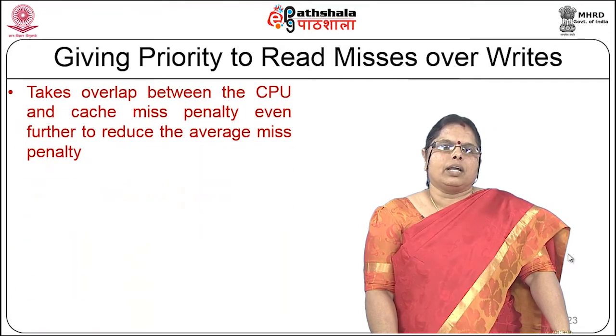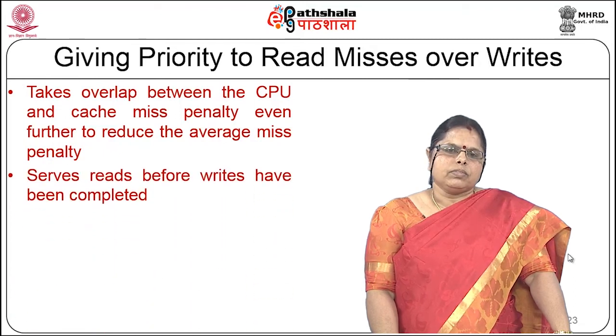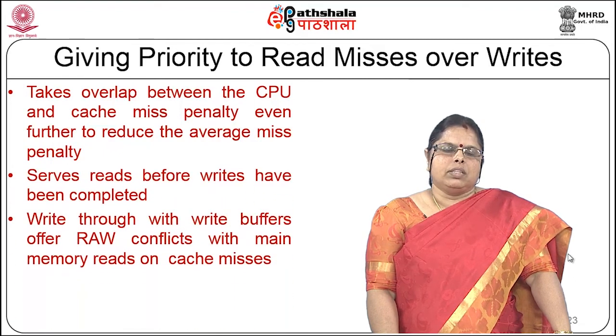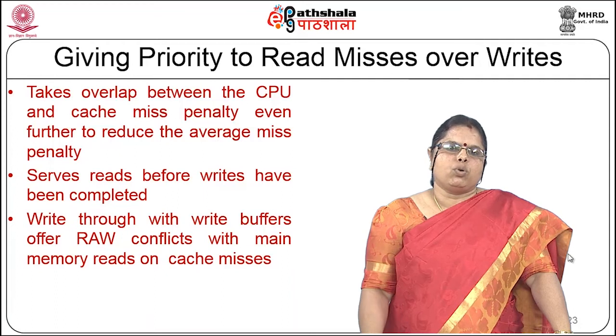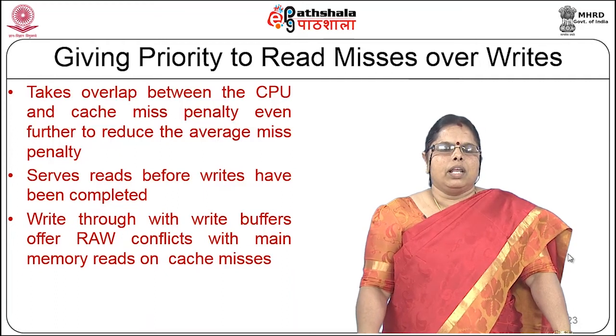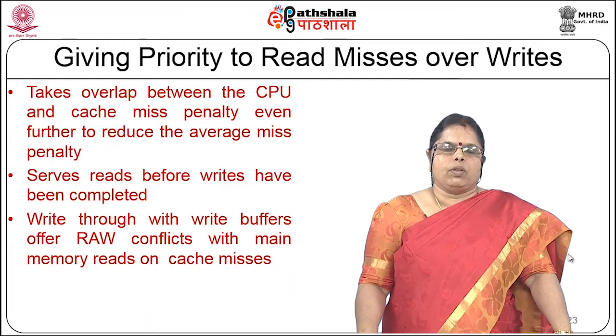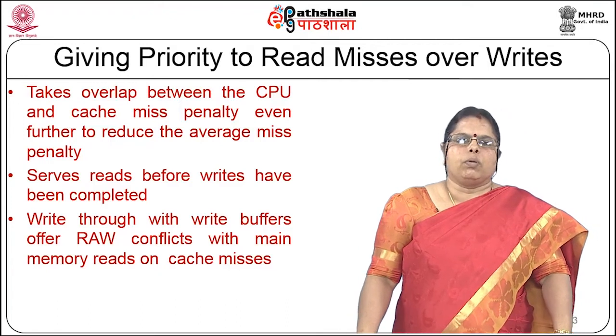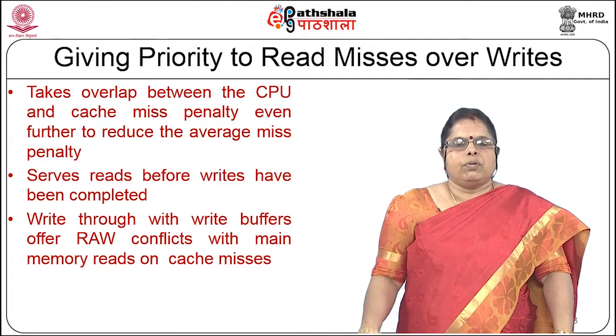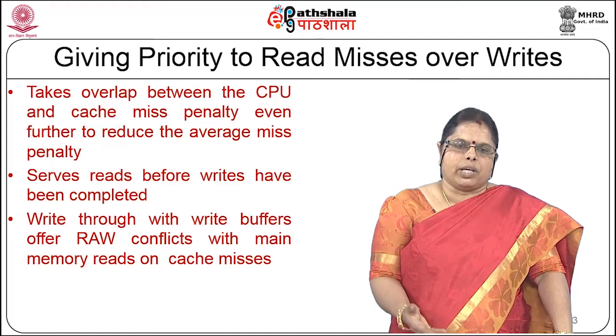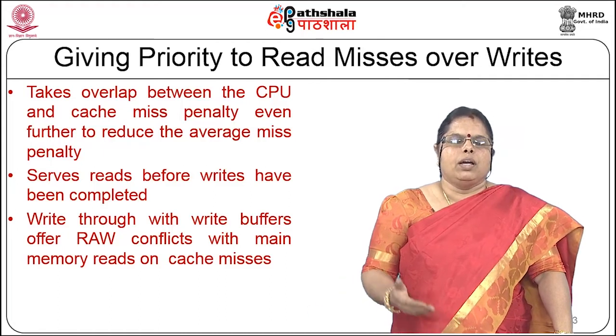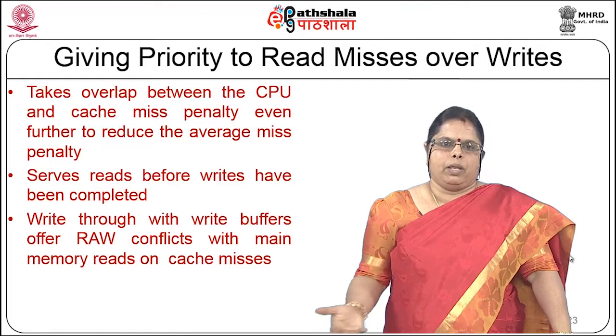So, the third technique is giving priority to read misses over writes. Basically, what happens is there is a reference to a block in the cache. Let us assume we are only looking at one level of cache, because the same thing holds good for multiple levels of caches also. But for our discussion, I will always refer to the cache, and I am assuming the data is taken either from the second level of cache or from main memory.